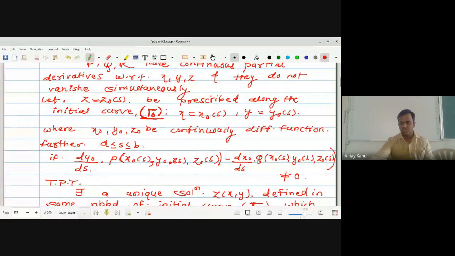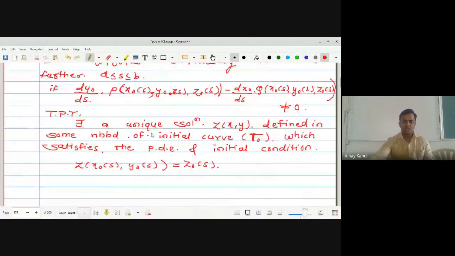If this condition is satisfied, then we have to prove that there exists a unique solution z of x, y defined in some neighborhood of the initial curve, which satisfies the partial differential equation and the initial condition. Which one? z of x naught of s and y naught of s is equal to z naught of s.